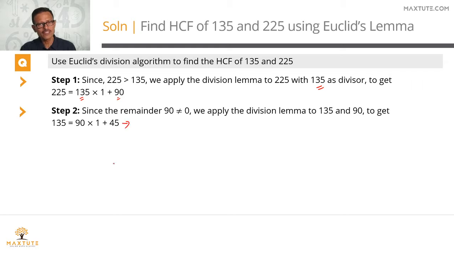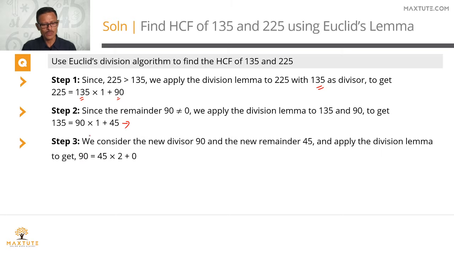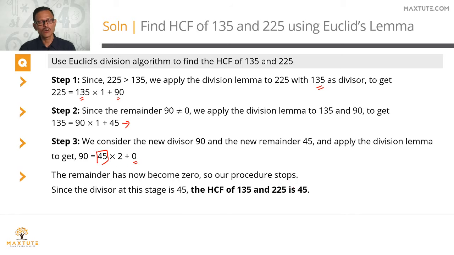So we're going to repeat this recursively till we get a remainder which is equal to 0. So 90 is equal to 45 times 2 plus 0. The remainder here is 0. So the divisor of this step is the HCF, right? So you write all of these things. This could be a 2-mark or a 3-mark question.